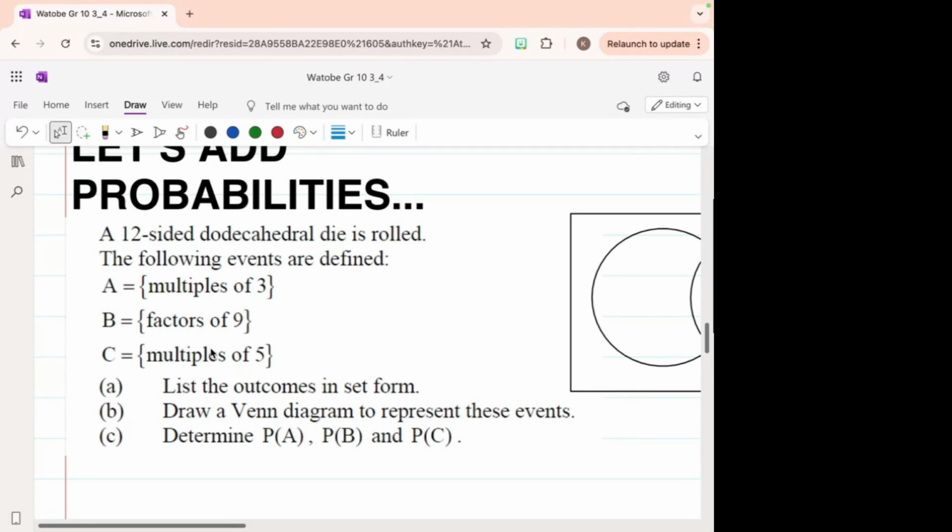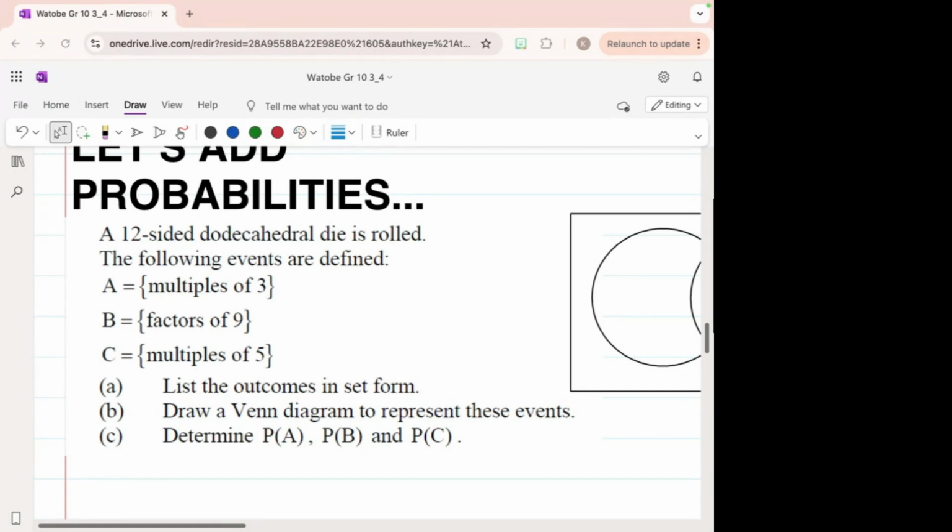The following events are defined. So I roll my dodecahedral, and they're classifying 3 different events that we're looking for here. The first event, we're looking for multiples of 3. So in the first question, they're asking me to list the outcomes in set form. So let's go draw them next to this here for you.